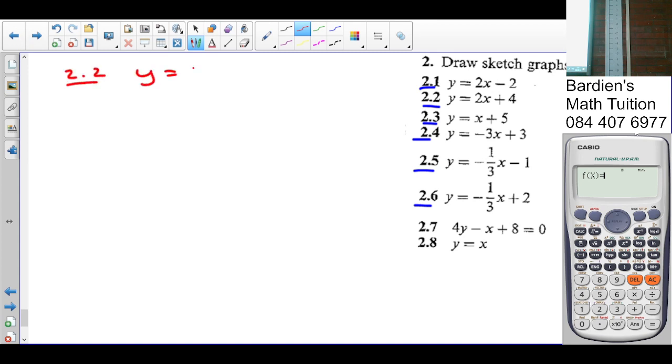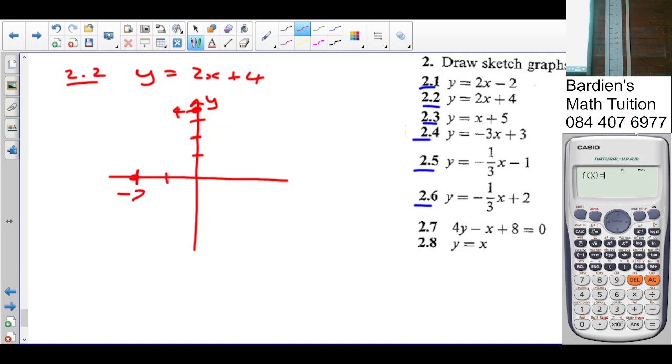You got y is equal to 2x plus 4. What was your y-intercept here? The y-intercept was 4. 1, 2, 3, 4. And your x-intercept? Negative 2. You all agree with that? Yes, sir. There's your graph. Going through that quick. Any confusion here? No. Let's look at 2.3.